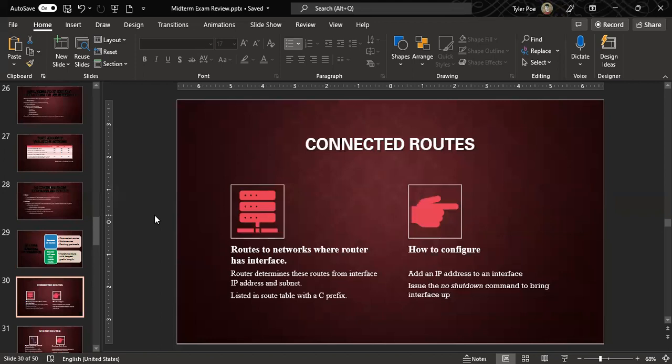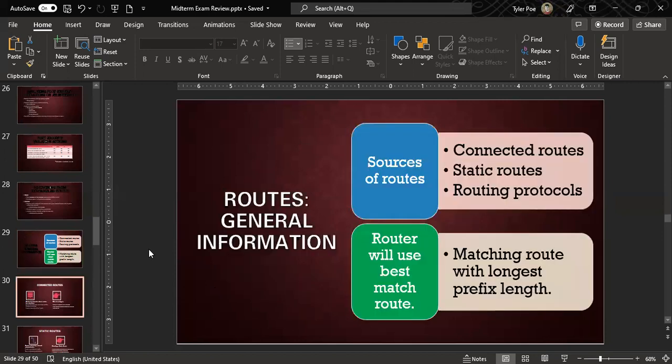So connected routes: routes to networks where the router has an interface. Should have fixed that, I'm sorry. So basically the router determines these routes from the interface IP address and subnet. It's listed in the routing table with the prefix C. So to configure the connected routes, you add an IP address to an interface and issue the no shutdown command to bring the interface up. As you all said, and that was very good.